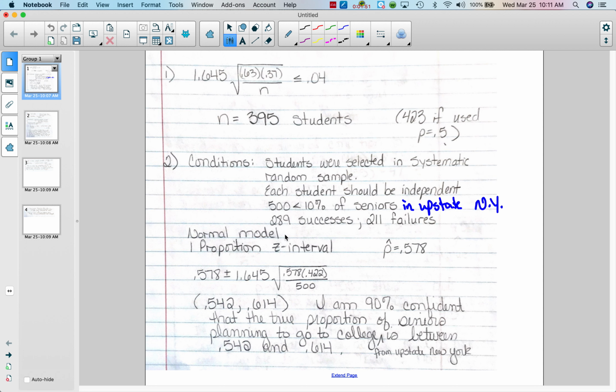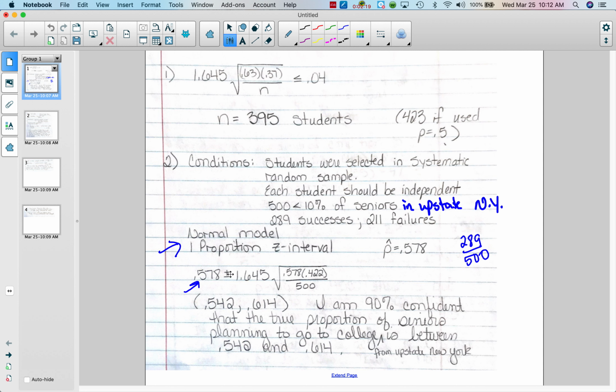Now, I mentioned that because the conditions are met, we can use a normal model. If you didn't say that, that's okay. However, you need to say that we're going to do a 1 proportion z interval. Now, this was my p-hat value, and that came from planning to go to college, so that came from 289 out of 500. This is the number that's going in right here. That's our p-hat value. It goes in both places.